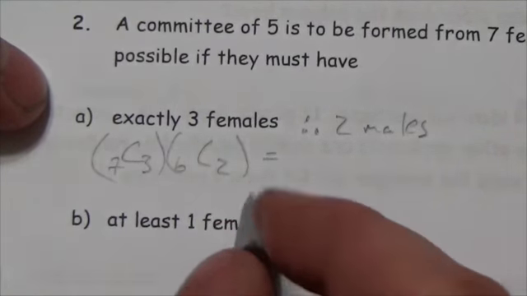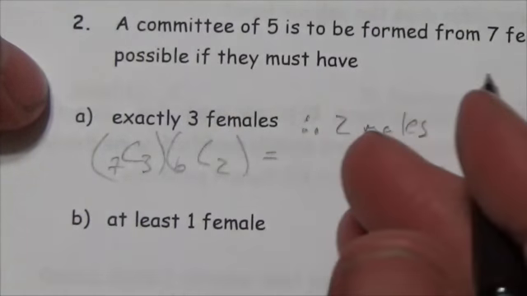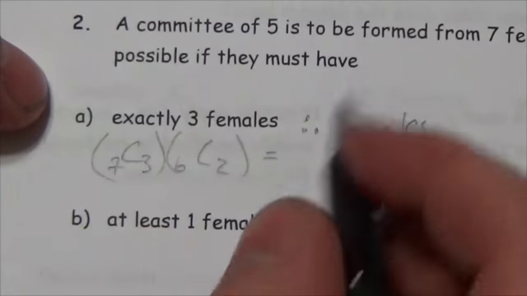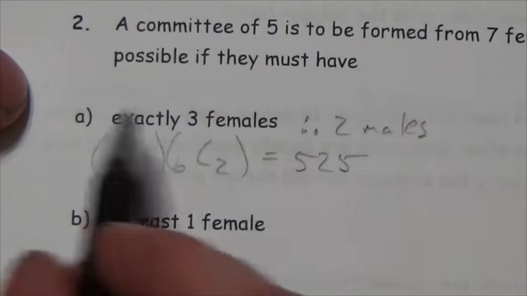Okay, now when I enter that in my calculator, and I've shown you that before, how you go about doing that, pressing the math button, going to the probability menu. So when you do that, you will get 525 different committees that have exactly 3 females on it.